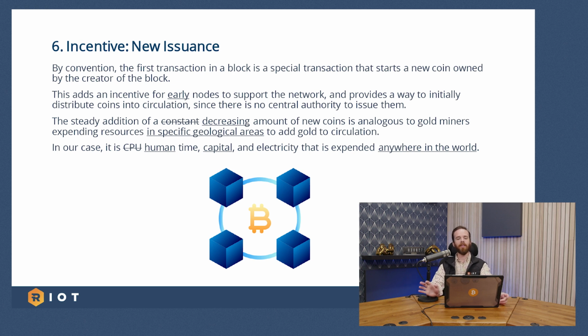I actually wanted to modify this and say it's human time, including a lot of fantastic people who work at Riot, right, who are contributing their human time to Bitcoin mining. Capital, right, all the shareholders that are contributing to be able to mine Bitcoin, and electricity that is expended anywhere in the world. And I added anywhere in the world to contrast with the in specific geological areas that I added for the gold part, because I think that this is what differentiates Bitcoin from gold, is that you can mine Bitcoin anywhere in the world. You cannot mine gold anywhere in the world. And so just by that virtue alone, I think that Bitcoin actually has a more level playing field and more fairness built into it.